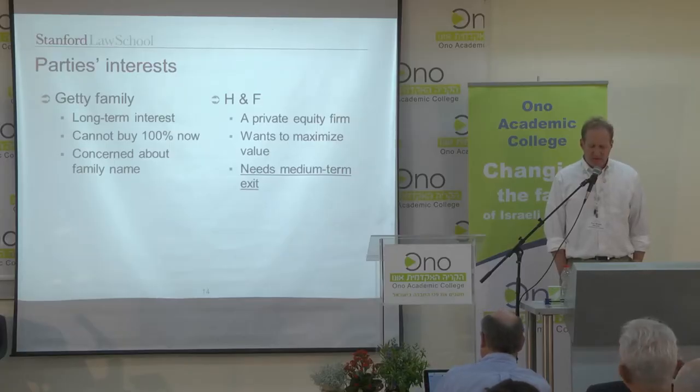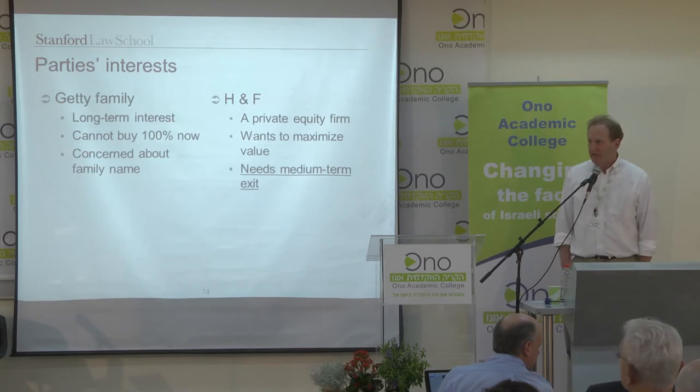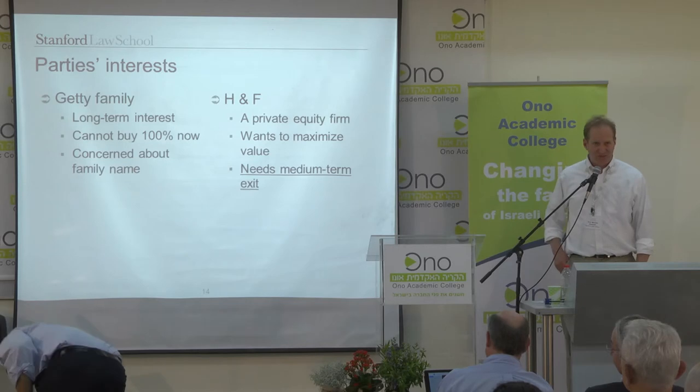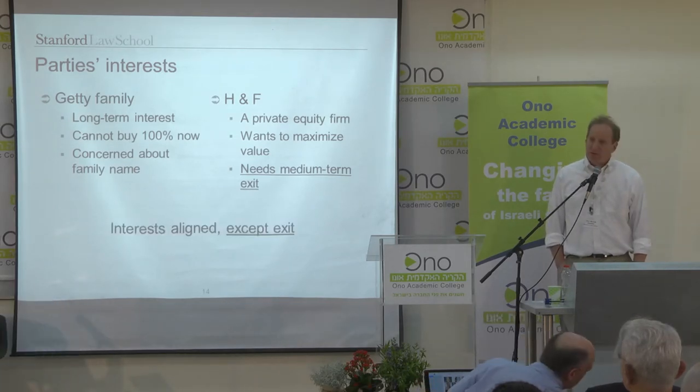They can't buy the whole company today. That's an assumption of the LBO. And they're concerned about their family name. They want to make sure that whatever's done with Getty Images, it doesn't start publishing images that would soil the family name. And you can imagine on the web what kind of images those might be. Hellman and Friedman, they're a private equity firm. They, like Getty, want to maximize value. But they're going to exit. They have to exit. That's what private equity firms do. So hence, this is an example of the exit problem. The parties' interests are aligned except with respect to exit.